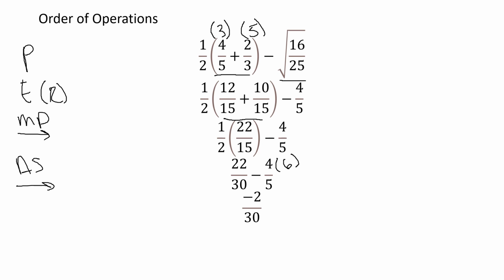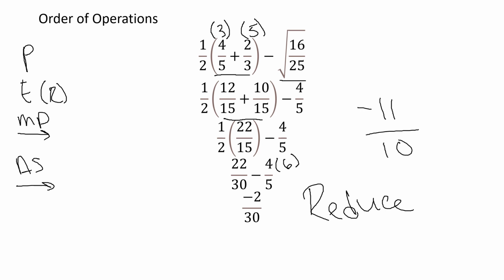And that gives me negative 2 over 30. Now you have to remember, you must reduce. You can have an improper fraction, so I can have like negative 11 over 10. That's improper. The top can be bigger than the bottom, but it must be reduced. So what can 2 and 30 both be divided by? And the answer is 2. 2 divided by 2 is 1. 30 divided by 2 is 15. So my final answer is negative 1 over 15.